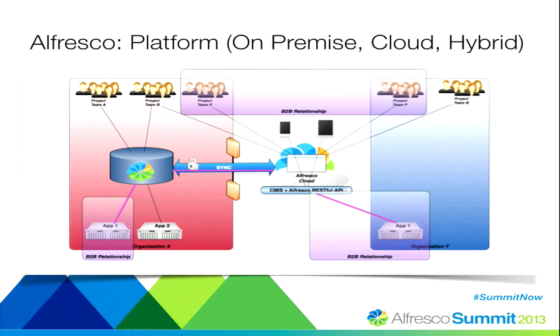divvy up your content into secure content that needs to be on-premise or behind the firewall, and public content that could be outside of the firewall. And they have a synchronization solution, which is the hybrid cloud. It's a very powerful solution. But again, it's all around my content. It's very content-centric, right? Content is everything in Alfresco.